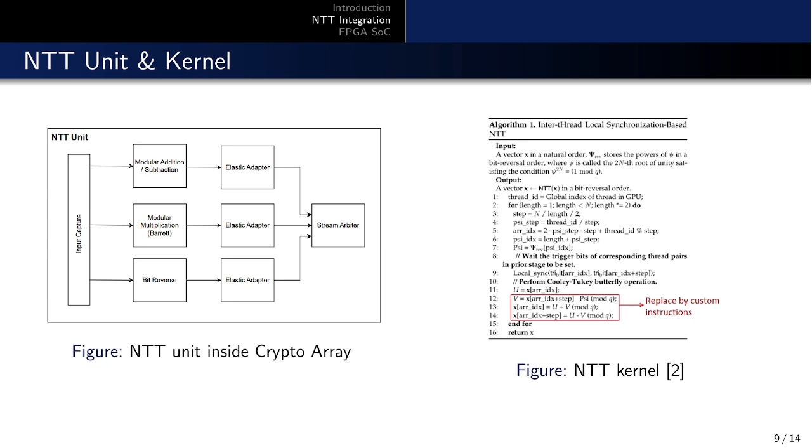Finally, we have a stream arbiter, since we might have a scenario where the three units want to write back, and so we need an arbitration mechanism to select only one unit to write back for a certain cycle. On the right, we can see the kernel, which is the code that runs on the GPU. We chose an algorithm that is presented in a paper, and simply the lines that are responsible for doing the NTT operation are replaced by our own custom instruction.